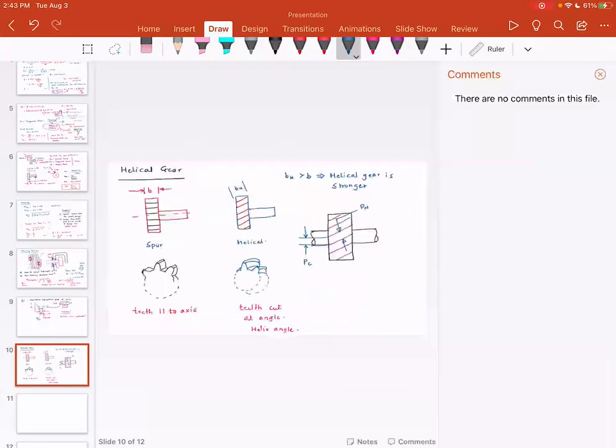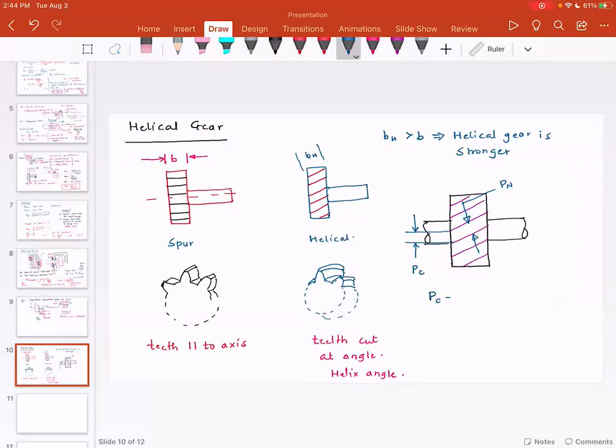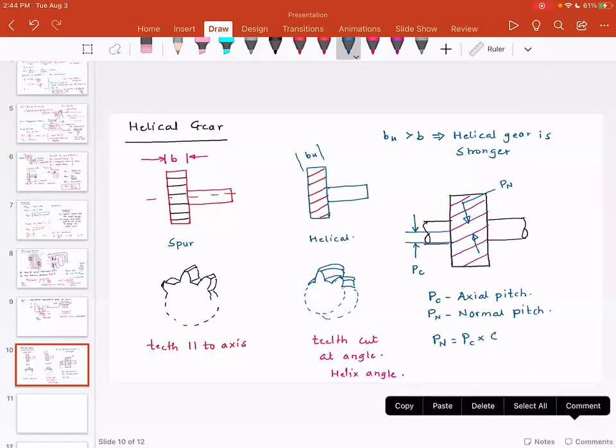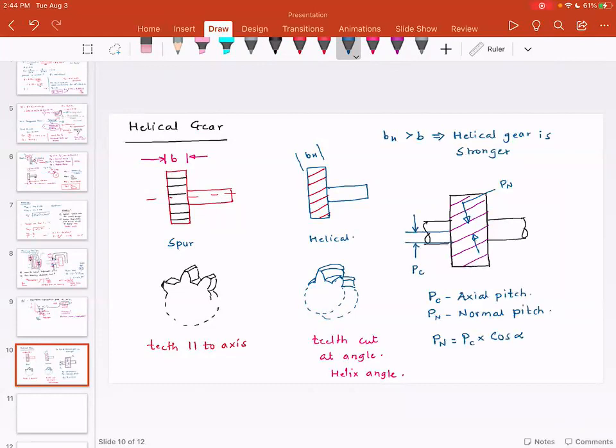So Pc is the axial pitch, and Pn is the normal pitch. The normal pitch, Pn, is given as Pc times cosine of alpha, where alpha is the helix angle.